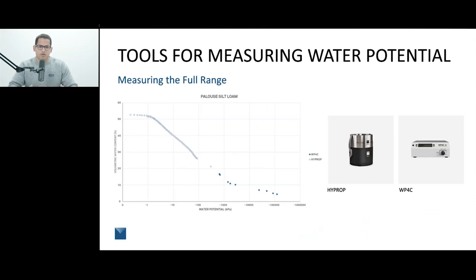We now have the ability to measure the full range of the soil moisture release curve, combining two instruments together. Here you can see an example of a moisture release curve that's generated from these two tools on the right, the HyProp and the WP4C.